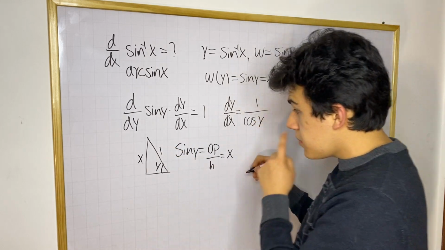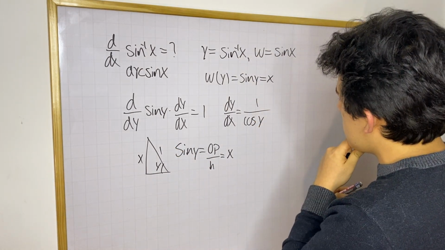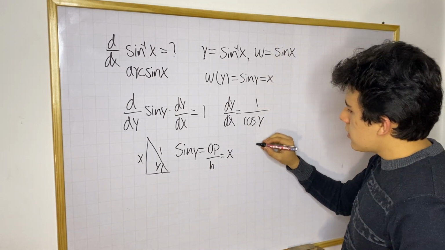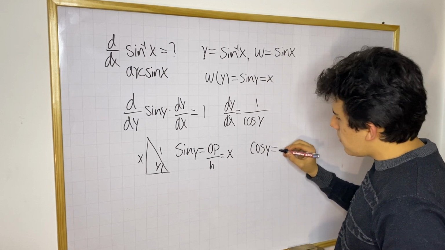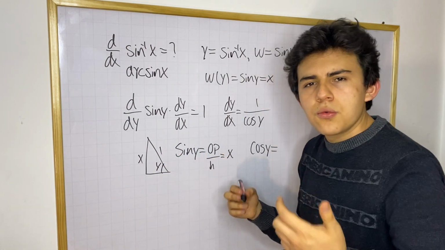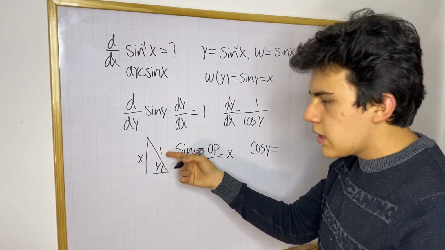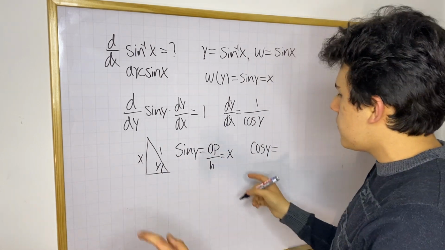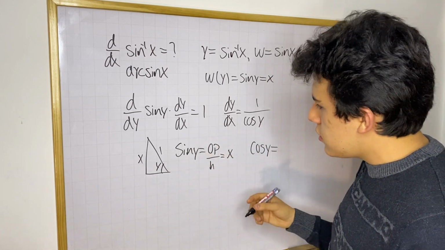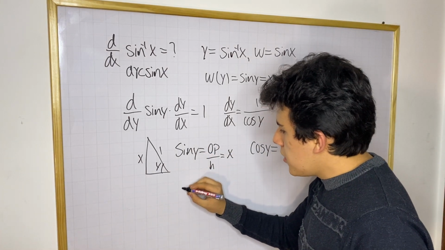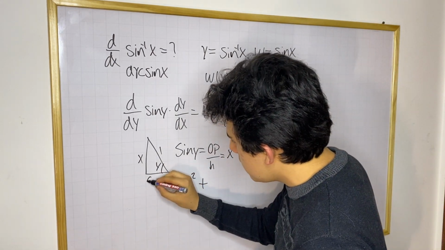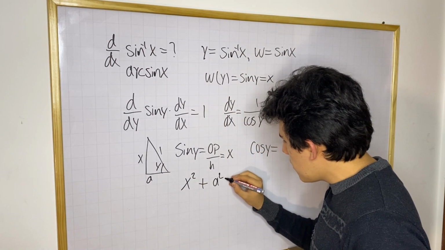So we get x. And now, the only thing that we're missing is we need to figure out how much this side is, because we know that cosine y is going to be equal to the adjacent side, which is going to be this one, over the hypotenuse. The hypotenuse is 1, so we don't really consider anything about the hypotenuse, we just forget about it because it's 1. So now, how can we find this side? Well, we can just simply use the Pythagorean theorem. So we know that x squared plus, I'm going to call this side for now a, a squared is going to be 1.